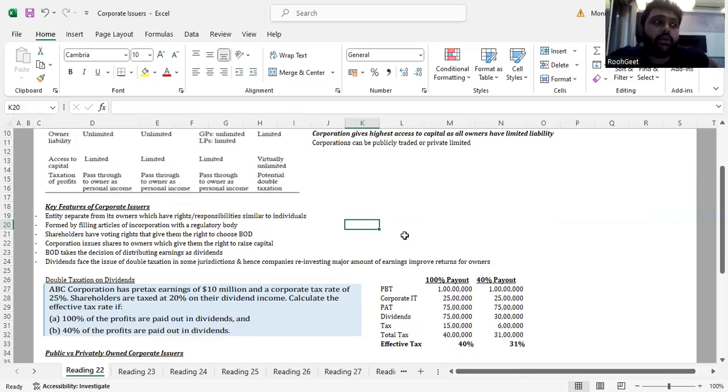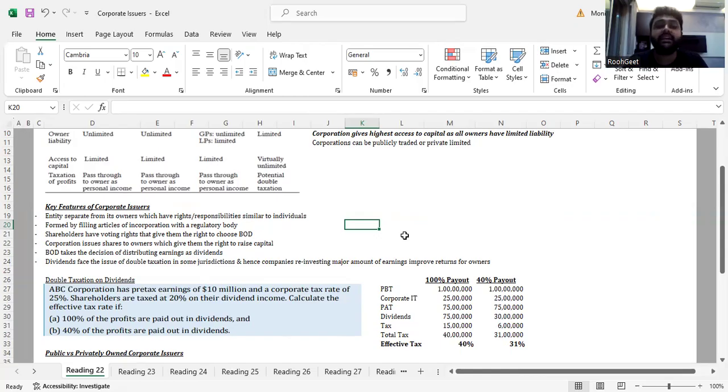So board can take normal basic decisions, but for any material decisions, they need to reach out to shareholders and get a majority vote. Only then will they be able to take it ahead. Then comes corporation issues shares to owners, which gives them the right to raise capital. Basically corporation will issue shares, जिसके सामने owners will give capital to the company, a very basic one.